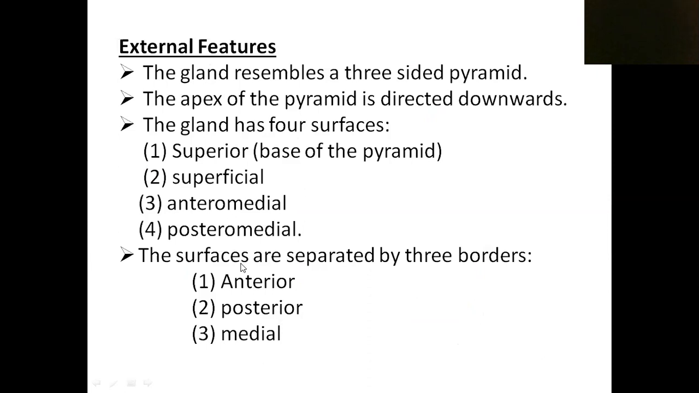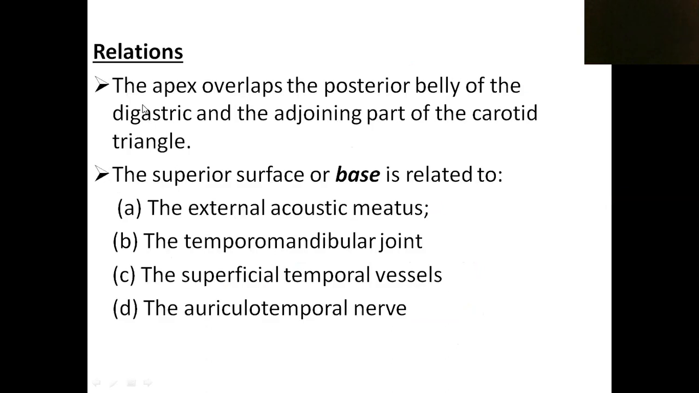So now the external features are clear. It is an inverted three-sided pyramid shaped structure with three surfaces, an apex and a base, and three borders. Now we'll see the relations.